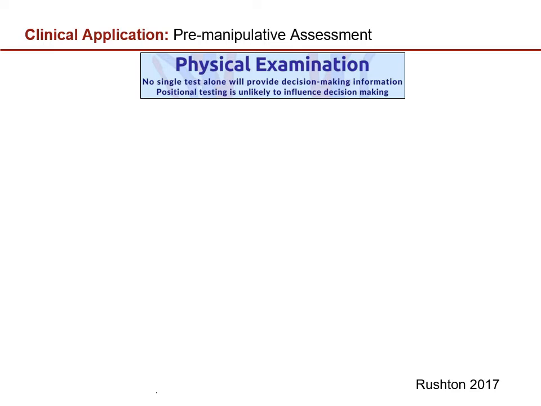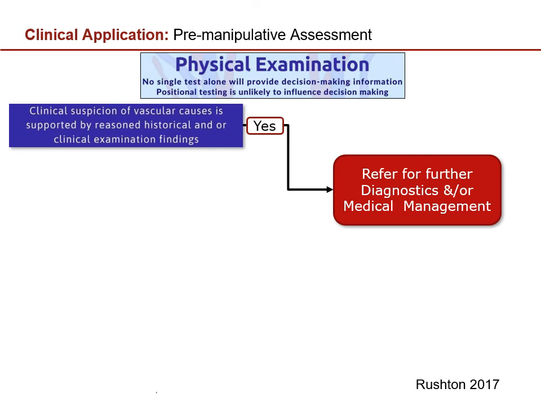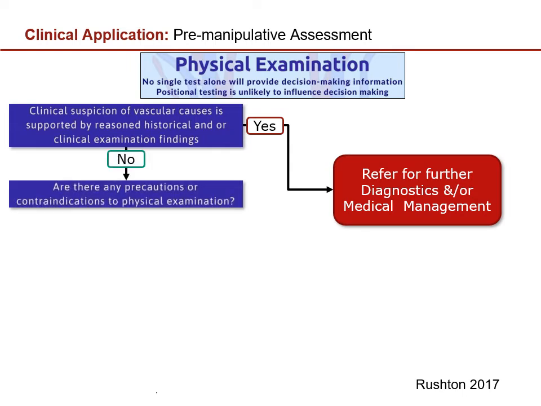Okay, and when you're transitioning to the physical examination, same sequence of questioning that you would otherwise go through with your cervical and or your thoracic spine. So clinical suspicion of vascular and or visceral or non-musculoskeletal conditions. Then you're going to refer for further diagnostic and or medical management.